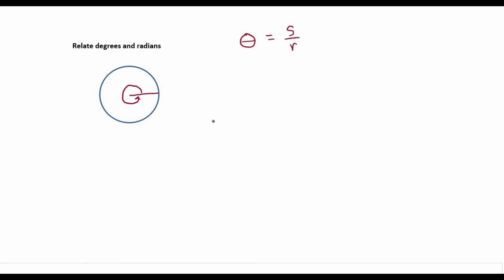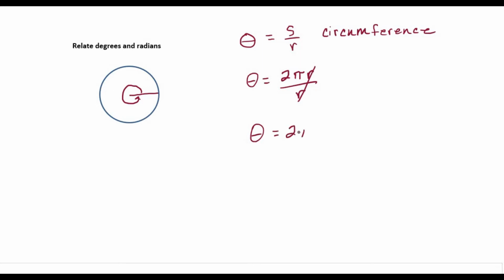But if we're in radians, remember that we have to use this formula over here to measure the angle. So this angle theta is S over R, where S is the arc length. Well, if I'm talking about the distance all the way around the circle as being the arc length, we also know that as the circumference. And we know the formula for the circumference is 2 pi r. So substituting, we have 2 pi r over r, so the r's are going to cancel out. So I have theta equals 2 pi.